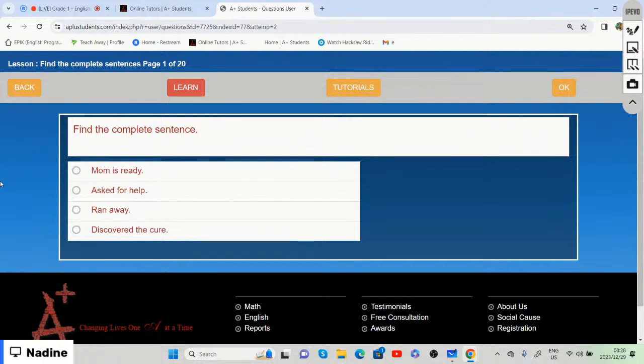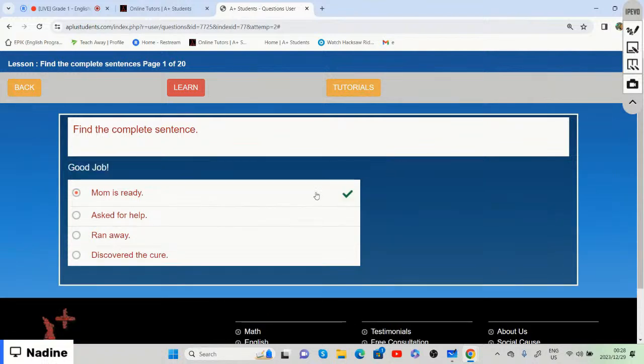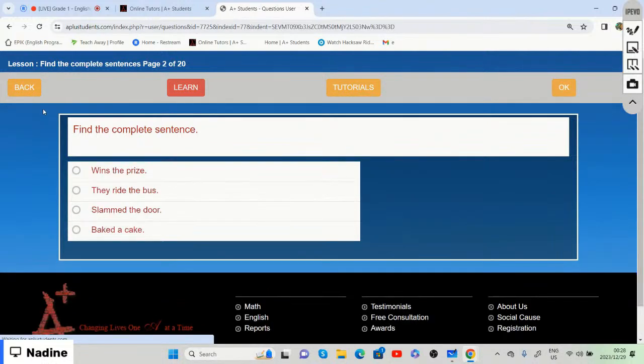All right, so if we want to find the complete sentence, we will say mom is ready, because it has a naming part as well as an action part. The others are either missing a naming part or an action part. So mom is ready is correct.